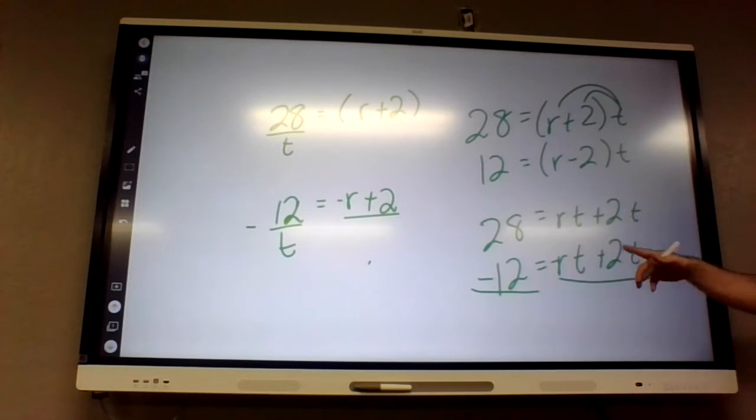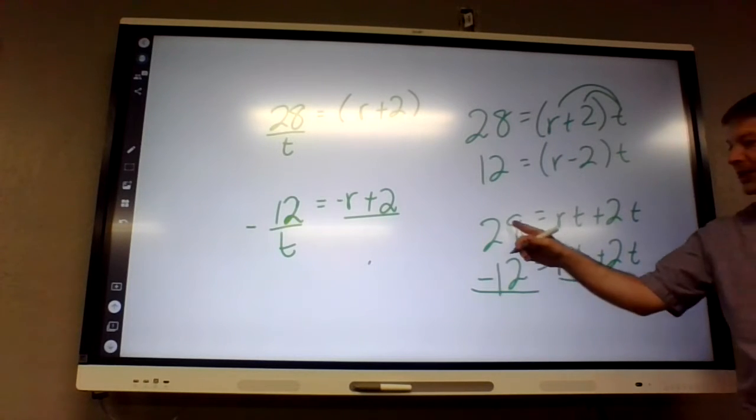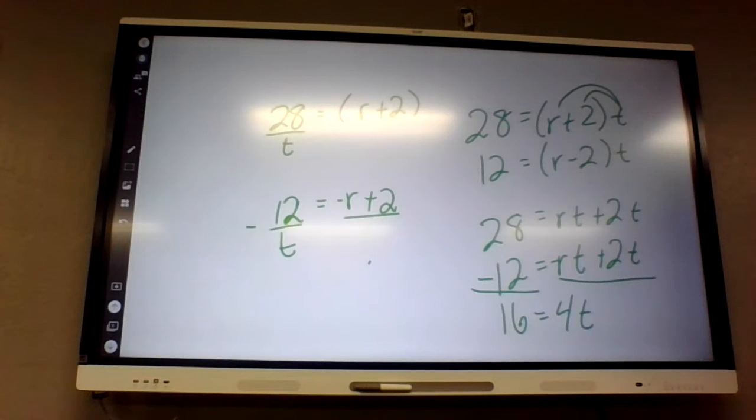Multiply the bottom by -1. Now the R's will go away. So I get 16 equals 14. Divide by 4. So we figure out the time. Now we can just put that back in to figure out the rate.